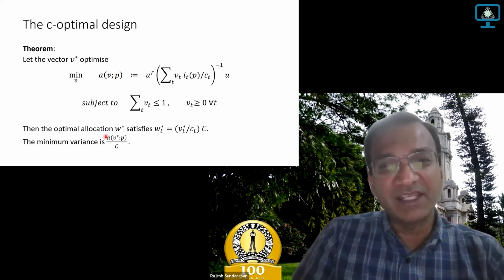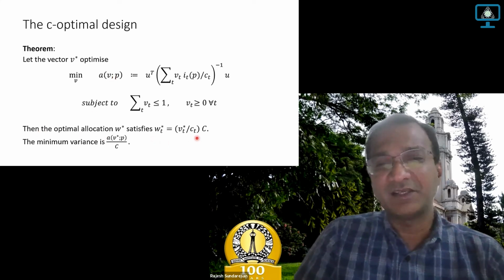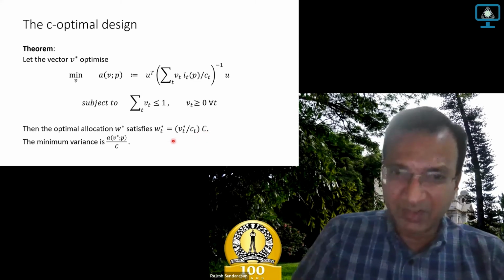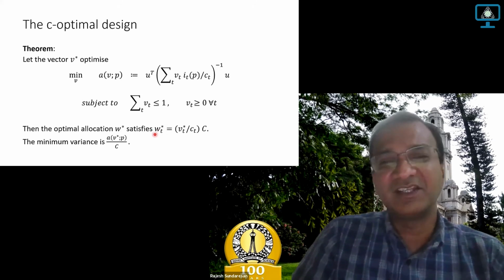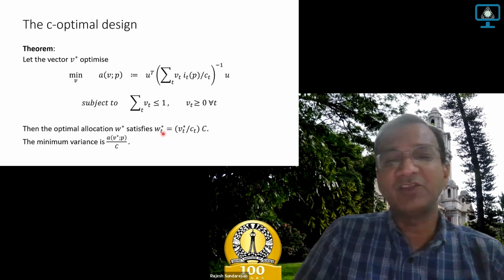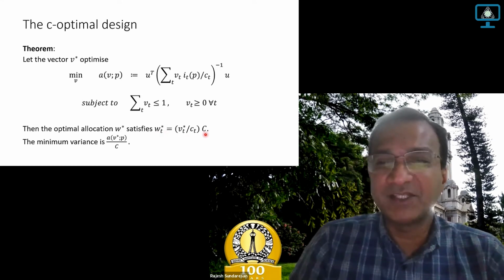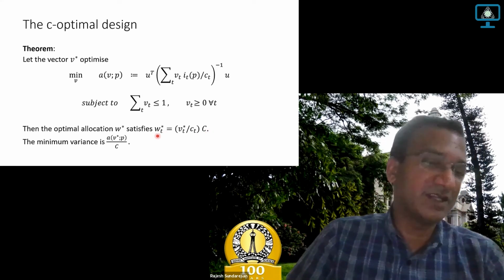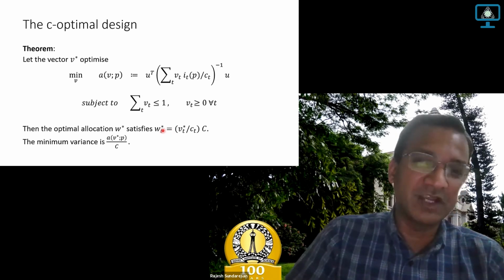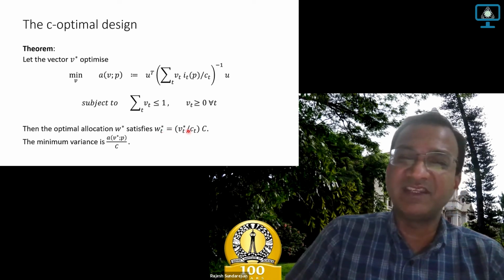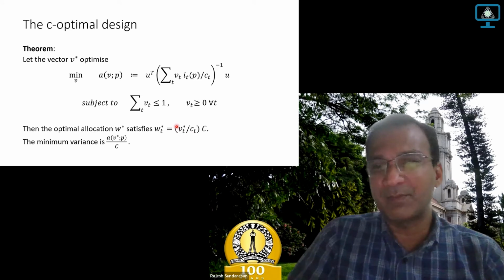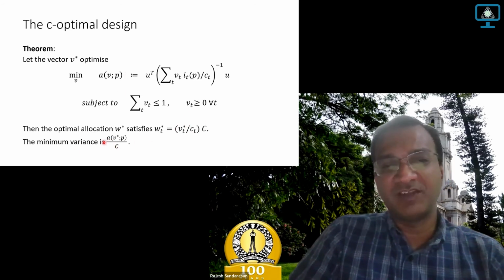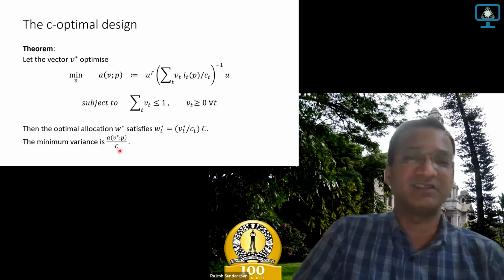That's what this minimization of A of VP is. Then the optimal allocation is something that is to some extent independent of the survey. What is independent? The fraction of participants that use test suite T is sort of fixed. And as the budget increases, you just increase this in proportion to the budget. So it's given by WT star, the fraction that will undergo test suite T is given by VT star times C divided by CT. I'll come back to interpret this very soon. And the minimum variance is A of V star. We have suppressed this as much as possible, divided by C.